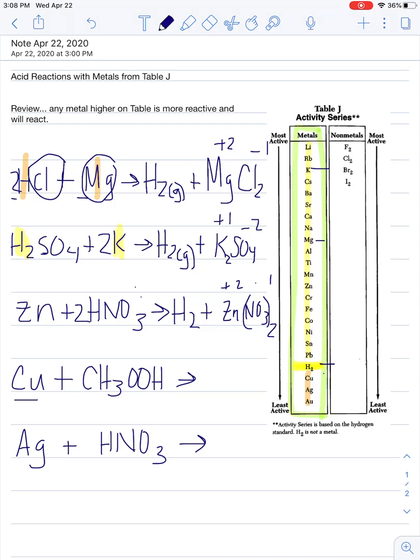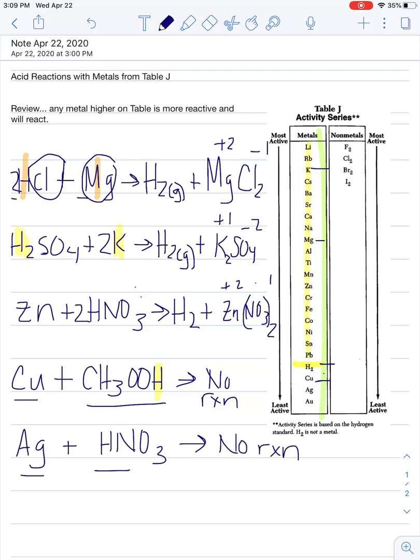Okay, now Cu and CH3COOH, I put that weird acid on there, right? But it is an acid, and the H that we'd be looking at is that one. But because Cu is lower than H on table J, it's down here, this reaction won't happen. So no reaction. I'm just going to abbreviate RXN. And then here we have another metal with an acid, and again, because that metal is lower on table J, this is also going to be no reaction.